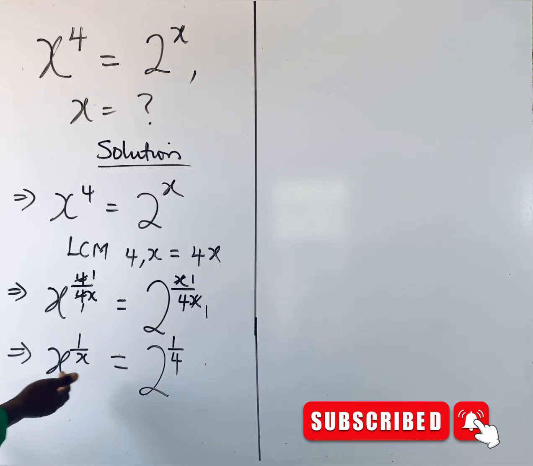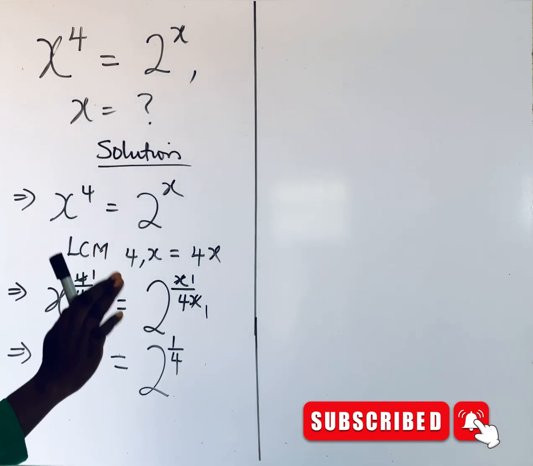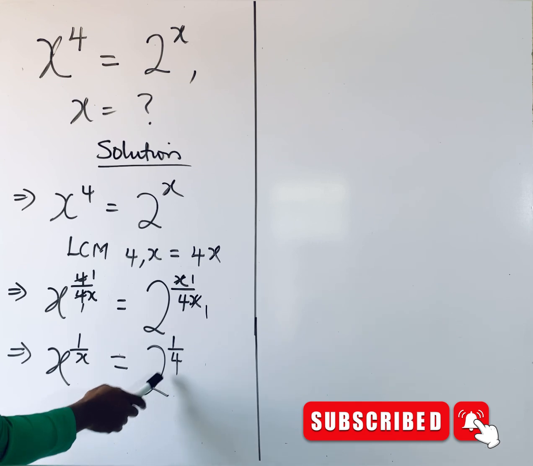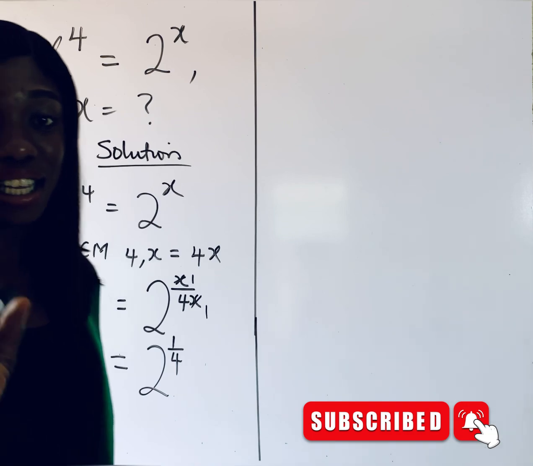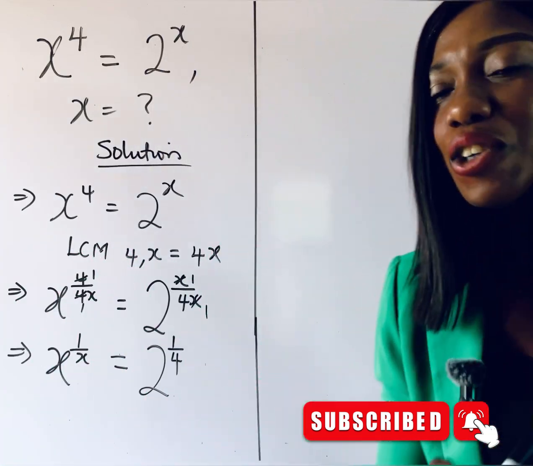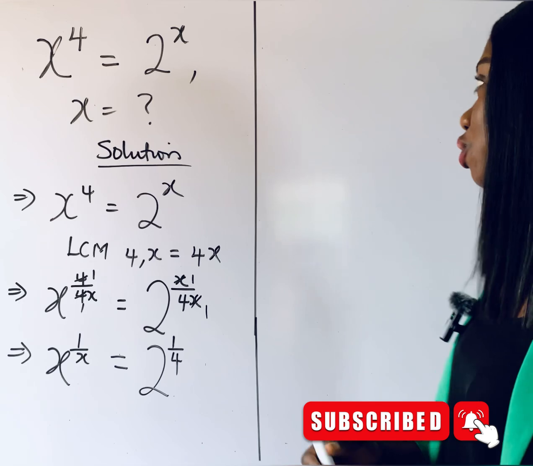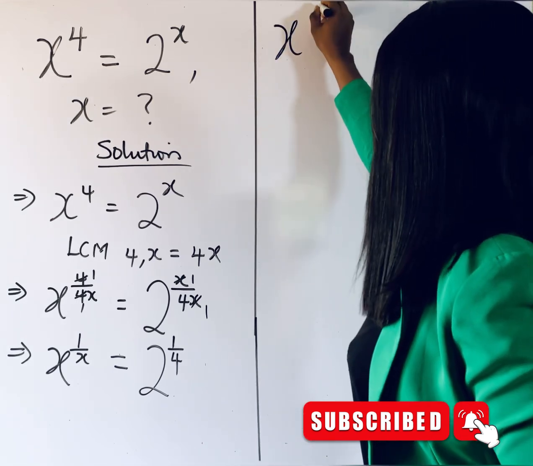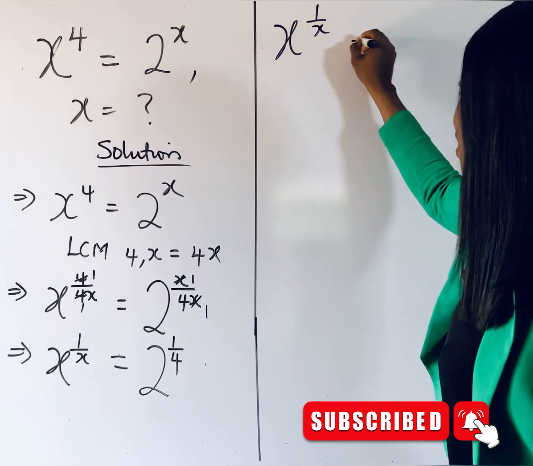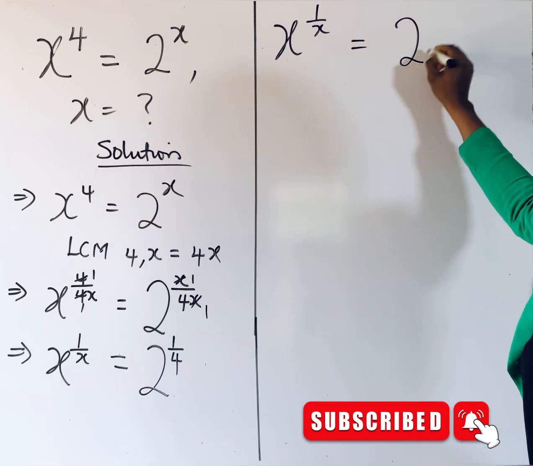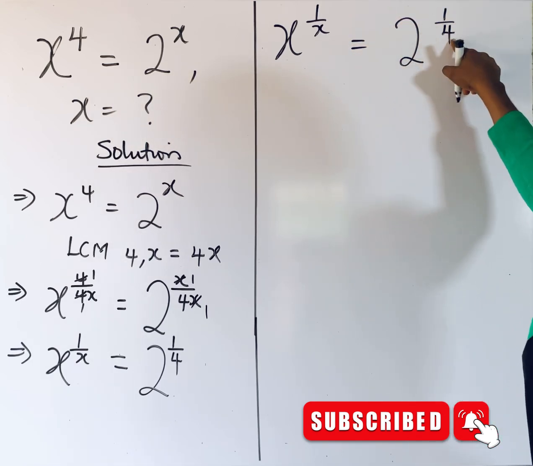Now observe carefully that at the left side of this equation, you have x and the power is 1 divided by the same x. So we have a base and the power is the reciprocal of that base. Now, is there a possibility of having a base whose power is its reciprocal on the other side? Until we get that, the equation will not be solved. Now, how do we get it? Let me show you what you will do. So we're going to have x to the power of 1 divided by x is equal to 2 raised to the power of 1 upon 4.